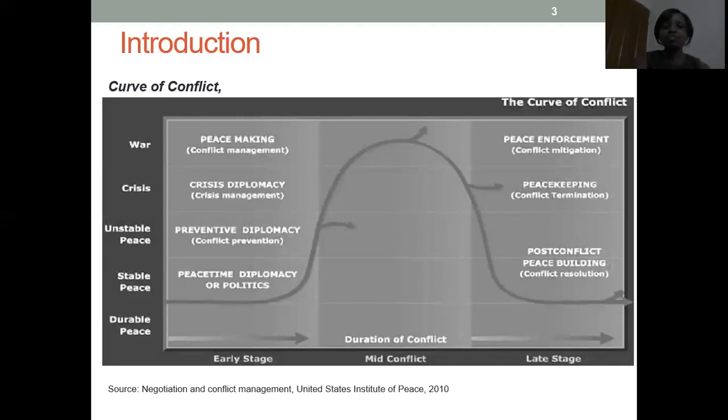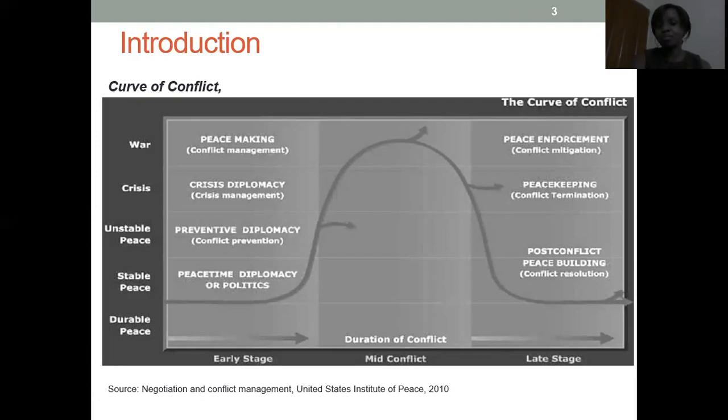And this is how the curve of conflict looks. Right at the bottom, we have peace. It starts with peace and diplomacy between the two parties. And then maybe a conflict erupts. So you find that you're working on conflict prevention, trying to prevent the conflict, but it happens anyway. So you have to get into crisis management. And then at the top of the curve, obviously the conflict has escalated.